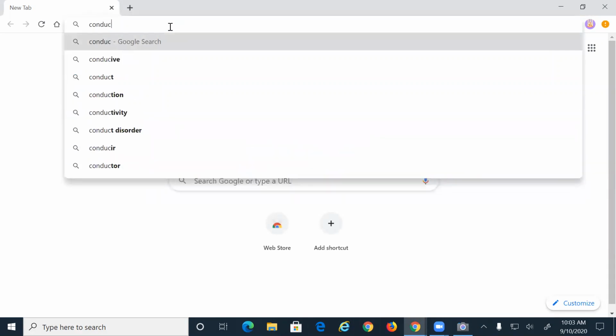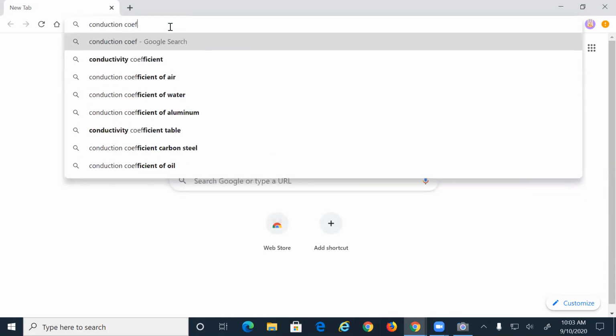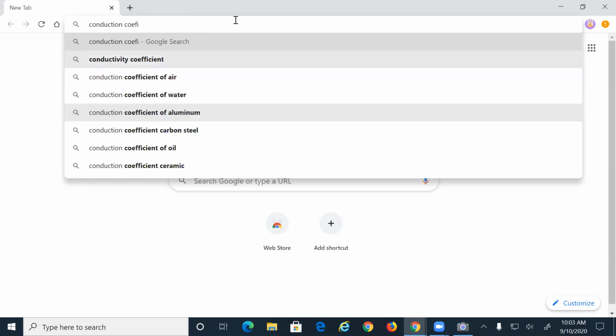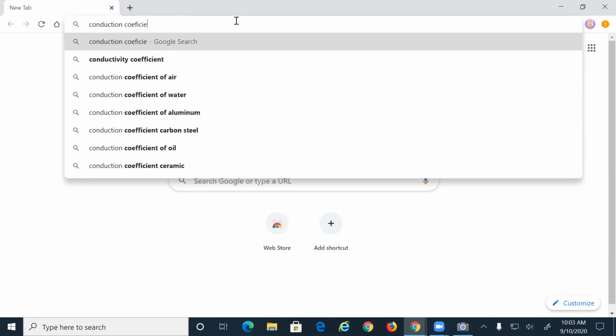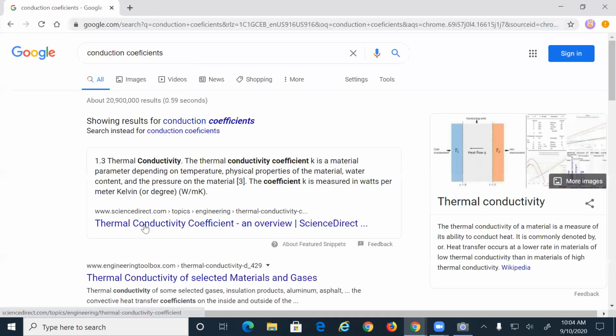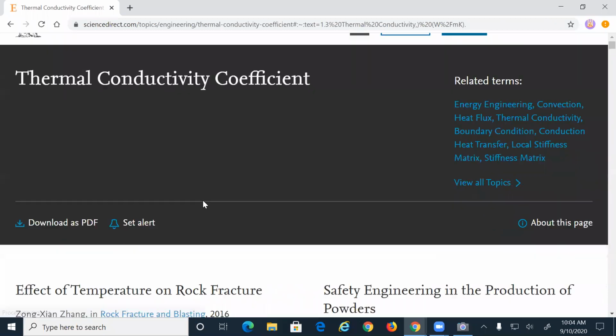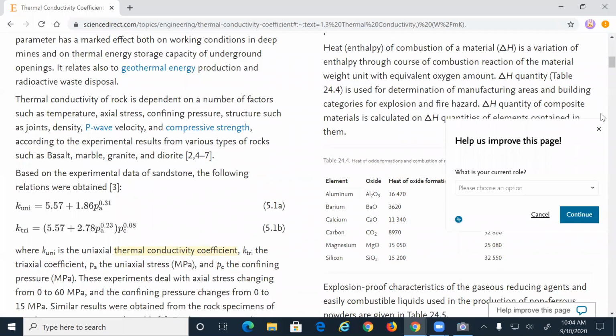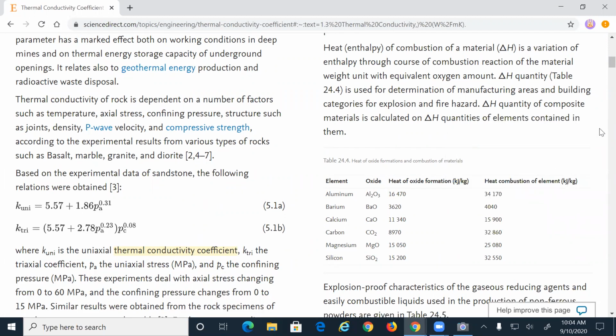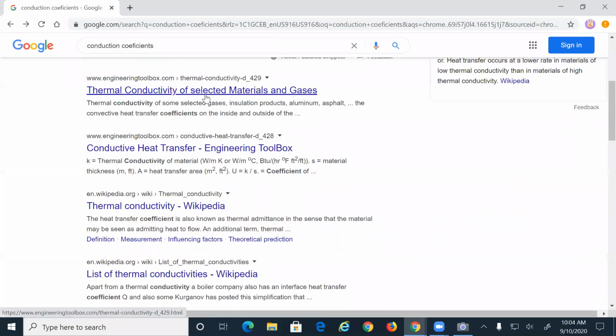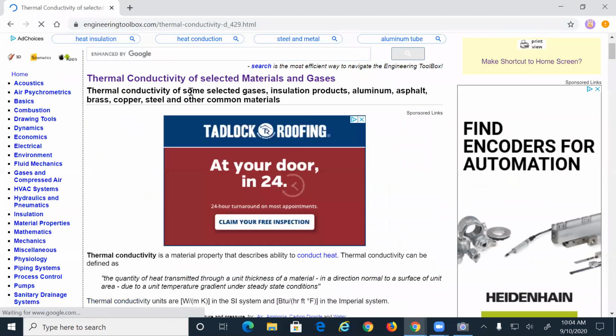Let's see conduction coefficients. Okay, so hopefully it will be a list. Okay, I guess the same one. Okay, so basically, this is too technical. I just want a list. There we go, materials and gases. So basically, I want to really look at just some materials.